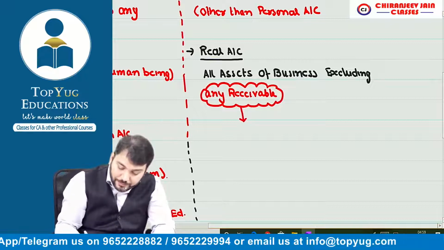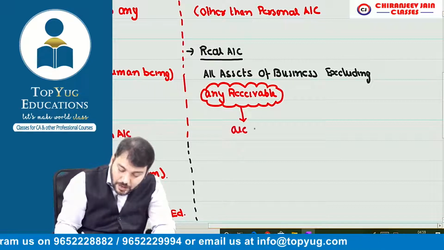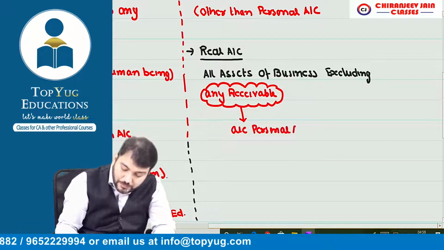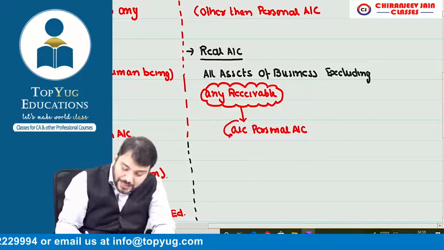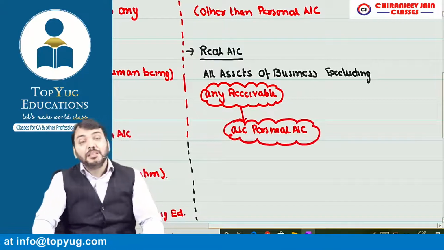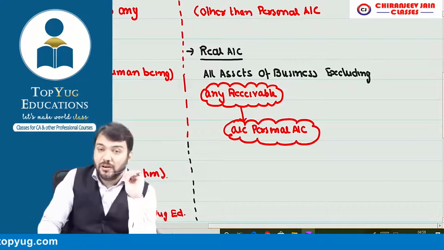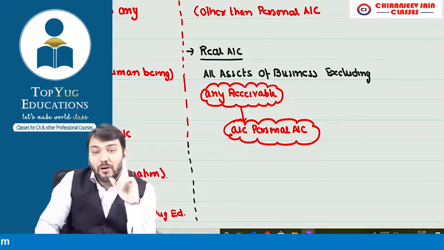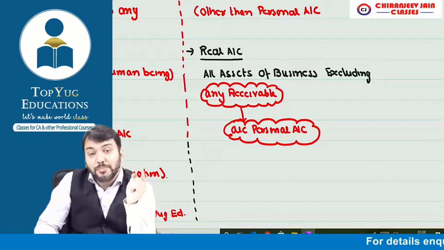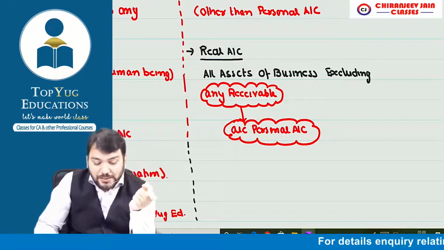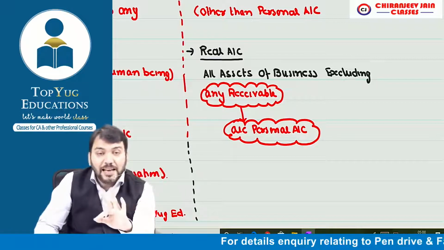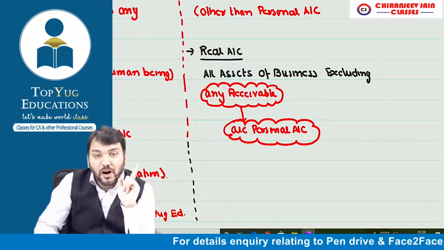Receivables are personal accounts. Means real account is all asset, but all assets are not real. Any asset which is a personal account is not real.